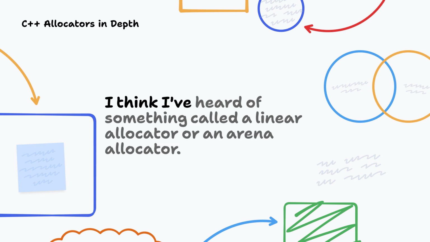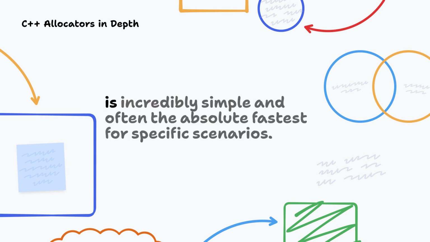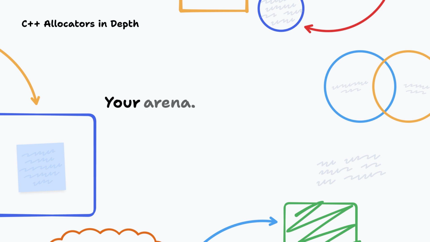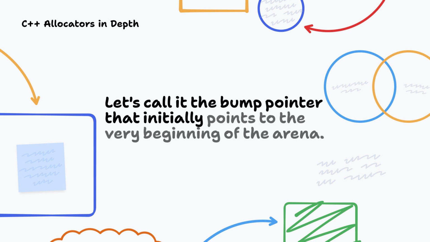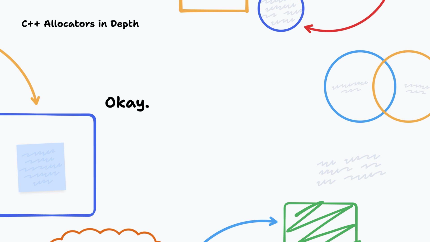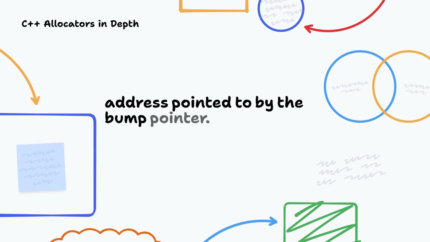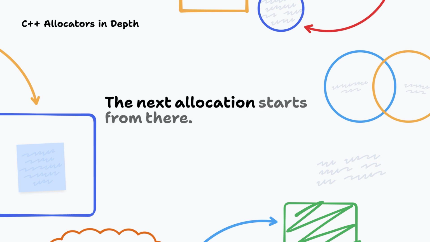The fastest, maybe? I think I've heard of something called a linear allocator or an arena allocator. That's right. The linear allocator, sometimes called a bump allocator or arena allocator, is incredibly simple and often the absolute fastest for specific scenarios. How does that work? You get that big block of memory, your arena. The allocator just keeps a single pointer, let's call it the bump pointer, that initially points to the very beginning of the arena. When you ask for, say, 16 bytes of memory, the allocator simply returns the current address pointed to by the bump pointer. Here you go. And then it bumps that pointer forward by 16 bytes. The next allocation starts from there.